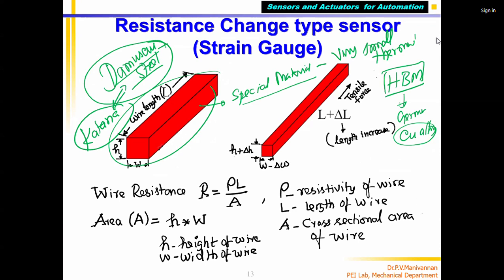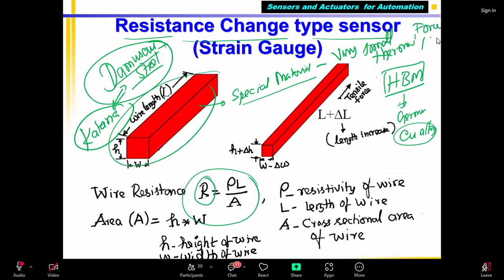We'll go ahead with our class. Now that we know what a strain gauge is and how it works, basically its resistance changes. That's why I said a strain gauge is a change-in-resistance type sensor used for measuring force, torque, or pressure. When we see our force torque sensor, we'll see how this can be used.